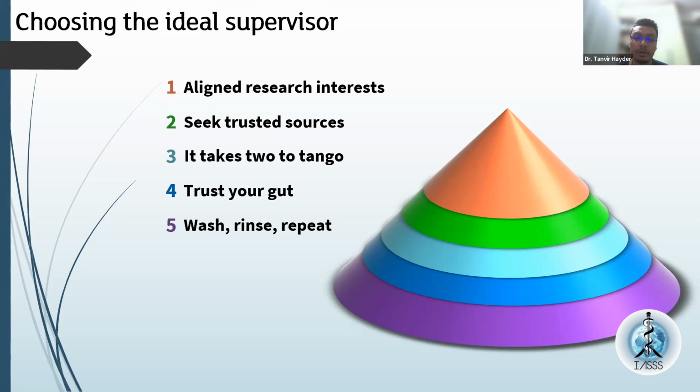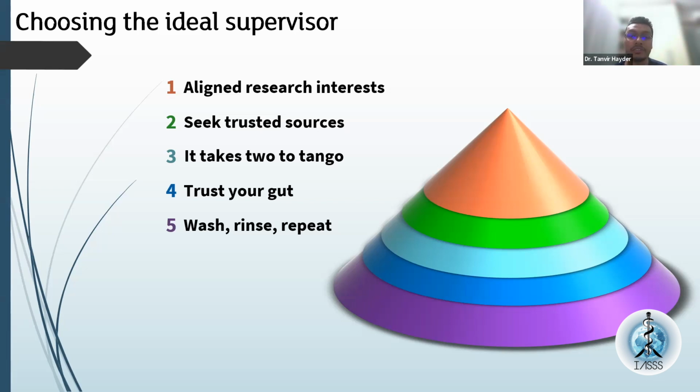Even after talking to others, even after looking at their previous research, you have to trust your gut instincts and look into your previous communication with that person and think that, yes, this person is the right match for me, and I think we make a good team. So you have to believe in yourself and in that instinct. Otherwise, you cannot choose an ideal supervisor.